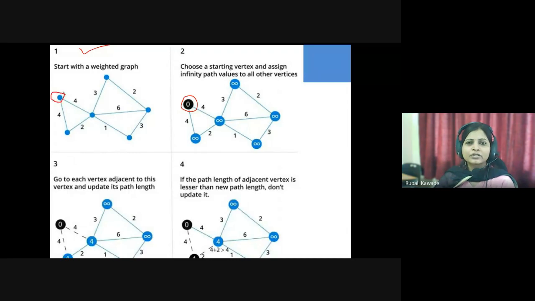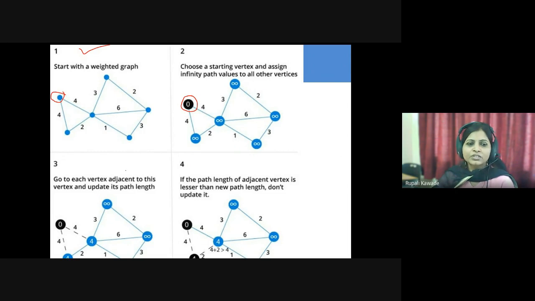Now what is the first thing you can do? You can assign infinity path values to all the other vertices. You can check here, there is an infinity shown inside each of the vertices. What is the infinity? We are saying that it is the path value of that respective vertex from the starting vertex 0.